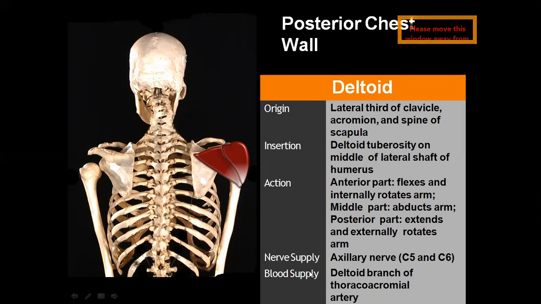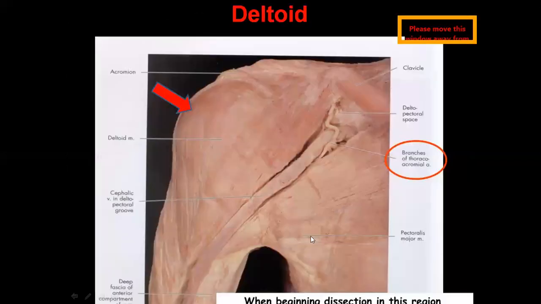Nerve supply, axillary nerve, and blood supply, deltoid branch of thoracoacromial artery. If you remember, thoracoacromial artery is one of the branches coming from the second part of axillary artery. APCD branches, if you remember: acromial, pectoral, clavicular, and deltoid. D stands for deltoid branch of thoracoacromial.